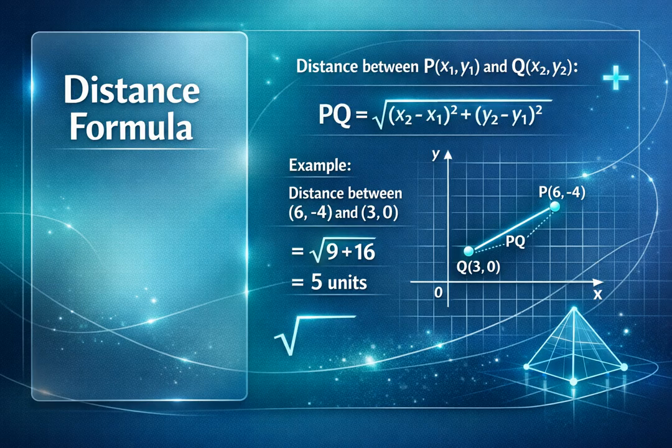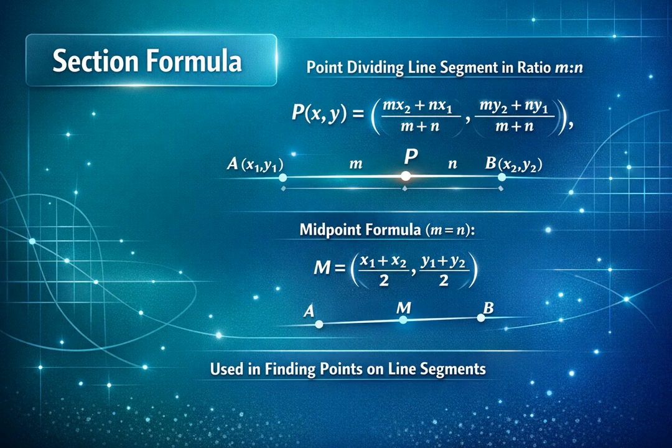The distance formula gives the distance between 2 points P with coordinates (x1, y1) and Q with coordinates (x2, y2). The distance PQ equals the square root of (x2 minus x1) squared plus (y2 minus y1) squared. This comes directly from the Pythagorean theorem. For example, the distance between (6, -4) and (3, 0) is the square root of 9 plus 16, which equals 5 units.